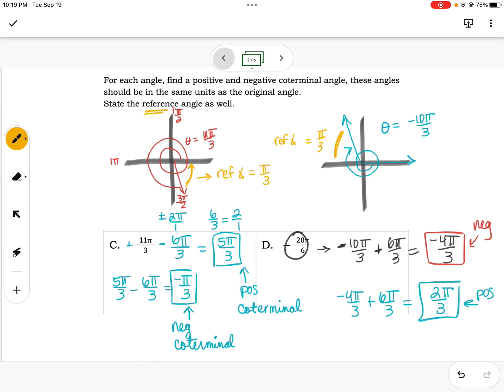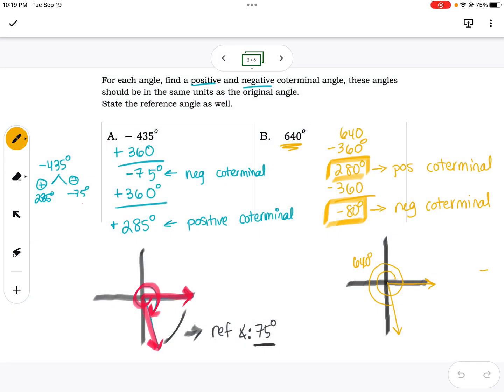I can't remember if I did that on the last two guys. Here, let me take a quick check. Oh, I did it on A, but I didn't do that for B. For B, our reference angle is going to be this distance. So that's going to be 80 degrees because we went to like 640, which was the same place as 280 or negative 80. And so that distance must be 80 degrees. So that's our reference angle there.